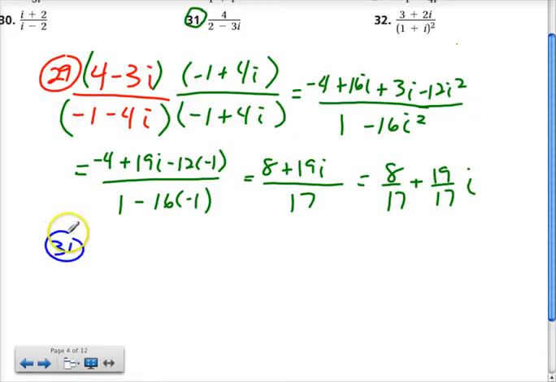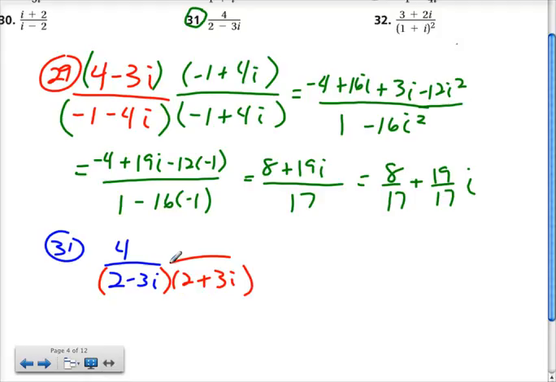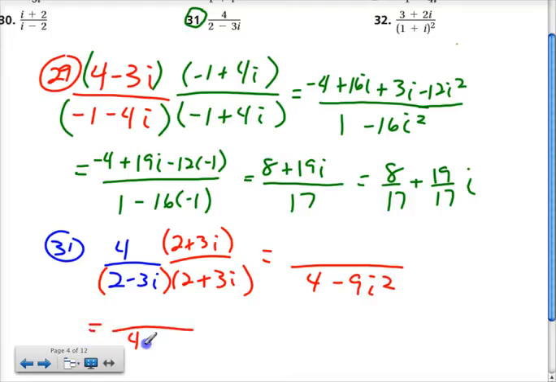Number 31 has 4 over 2 minus 3i. Again, this is a situation where we need to use that conjugate because we have an i in the denominator. So we're going to need to multiply the top and the bottom by 2 plus 3i this time, because that's going to be the conjugate of 2 minus 3i. And again, focus on your denominator first. First times first is 4. Outside times outside plus inside times inside will cancel each other out if you've done this correctly. And then last times last would be -9i squared. Well, we know that i squared is -1. So that will actually give us 4 plus 9, which is 13.